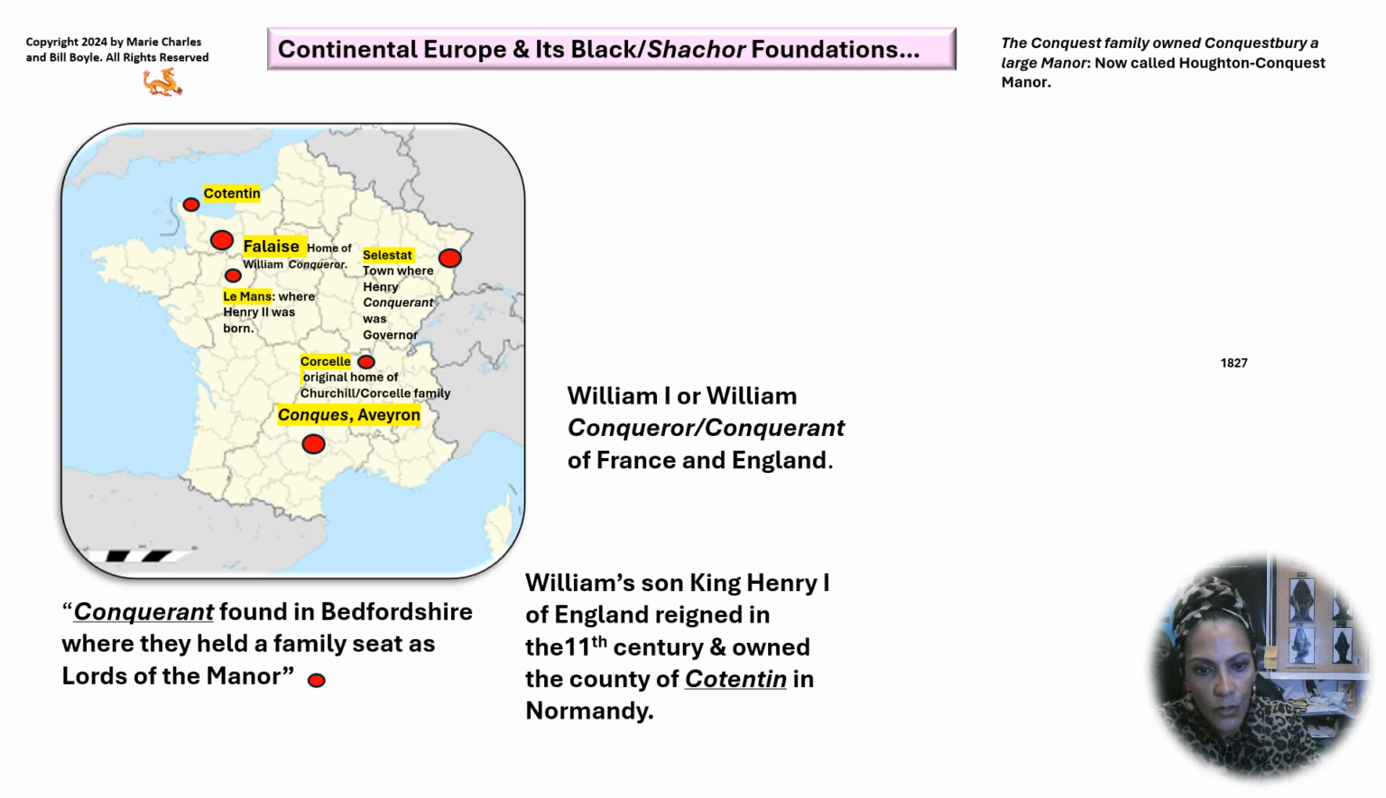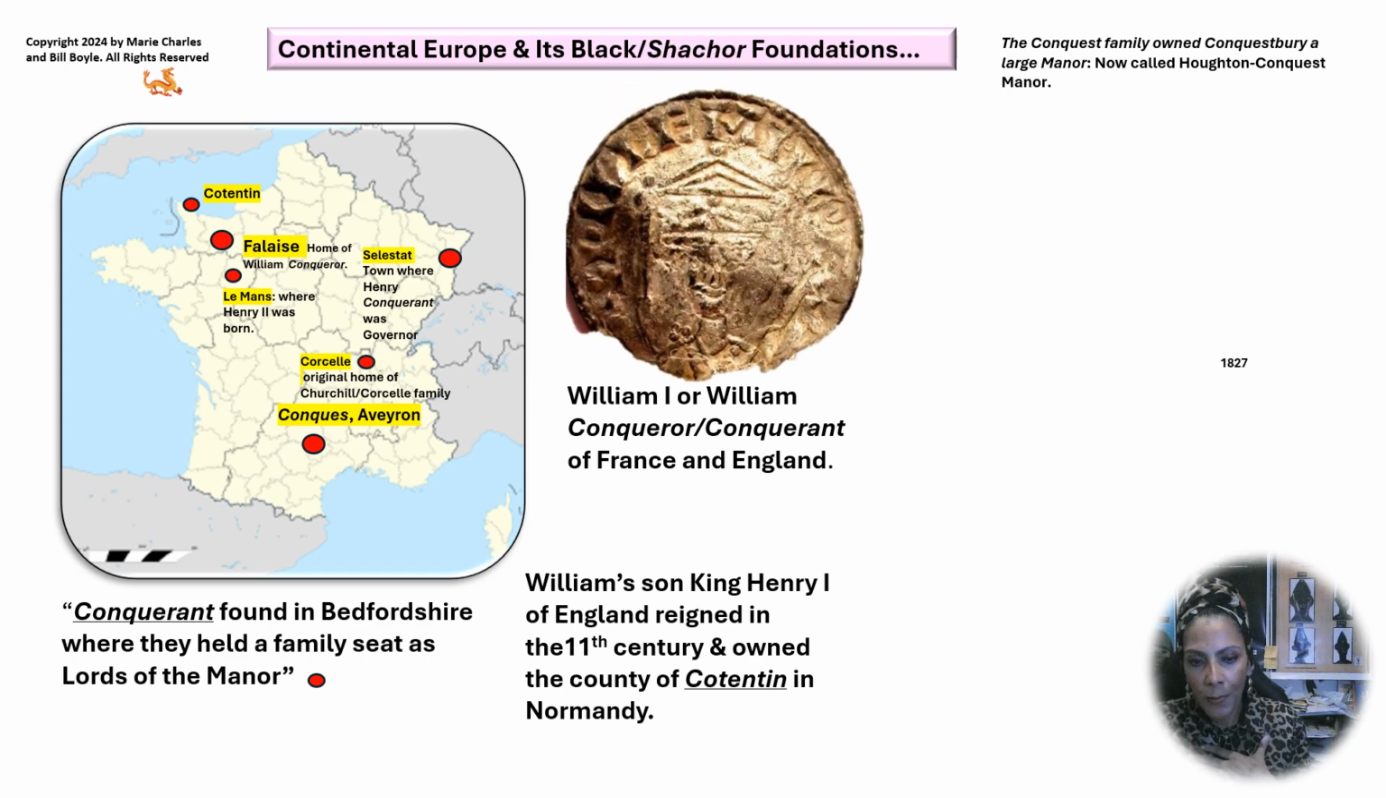And if you look over to the map, you can see that William Conqueror was born in Falaise in Normandy, and that in southern France there is another region which is related to the surname called Conquis. I apologize if I'm saying some of these French names incorrectly. But we are able to locate that surname from France as its origin, as it moves through into Britain.